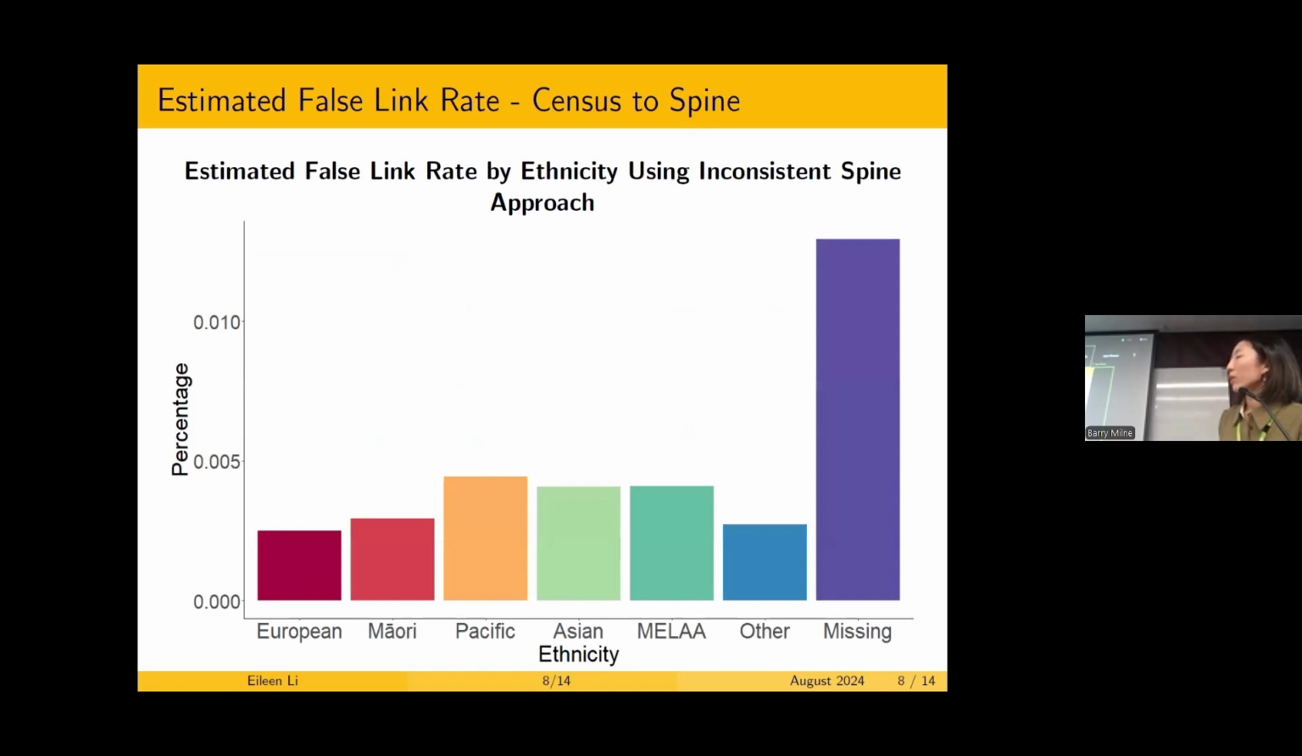And if I show you the distribution of those potential false links by ethnic groups, hopefully you can see from the back that from your left to right, we have European, Maori, Pacific, Asian, Middle Eastern, other, and missing. The missing category contributed the most to false links. I didn't have a slide for mislinks, but the results for mislinks are more or less the same. That missing category actually contributed the most to mislinks. What does that tell us? People with missing information are more likely to have linkage errors, regardless of mislinks or false links.